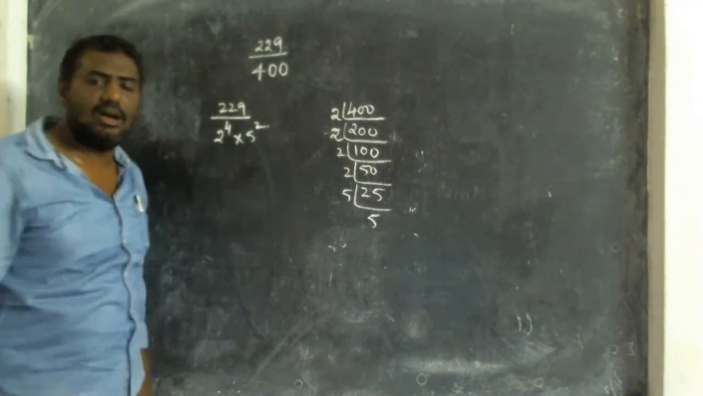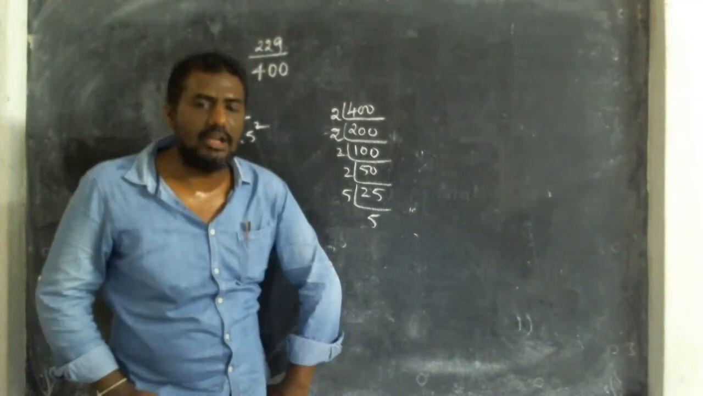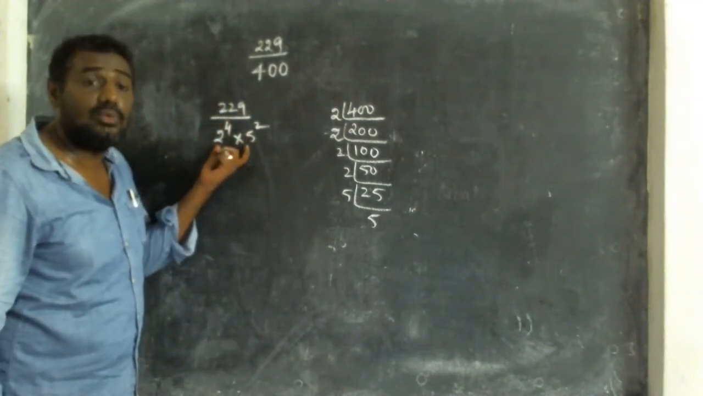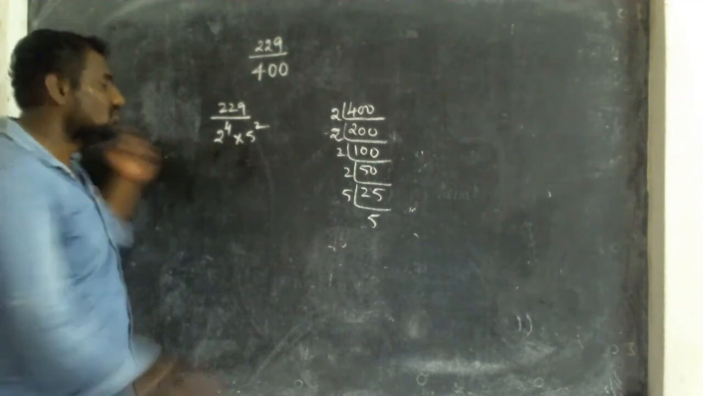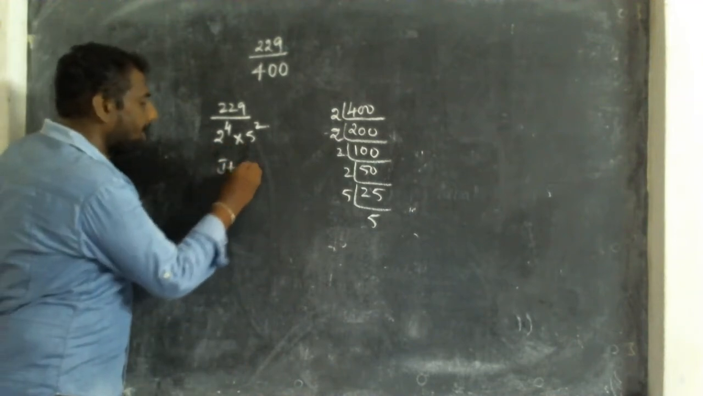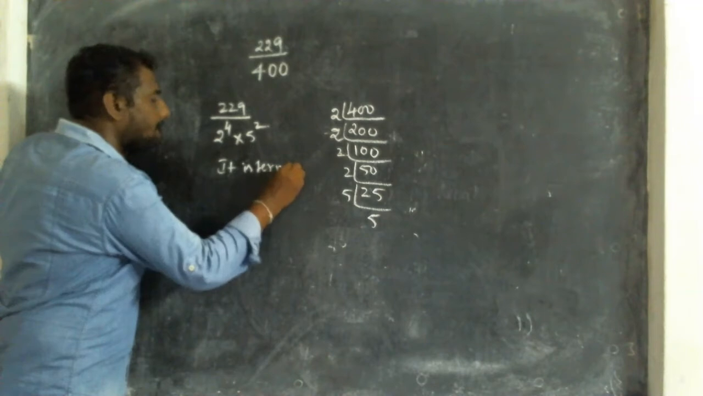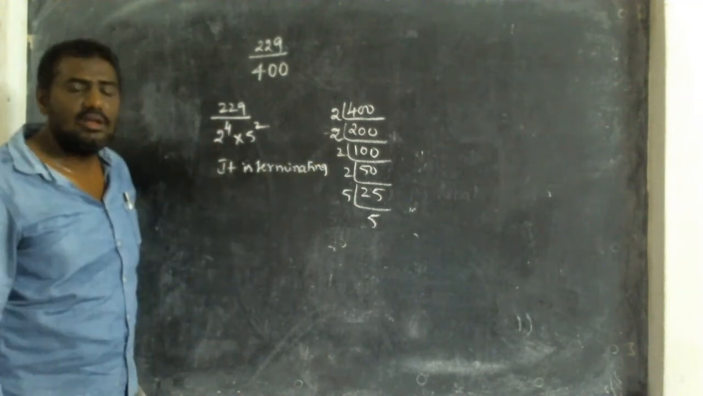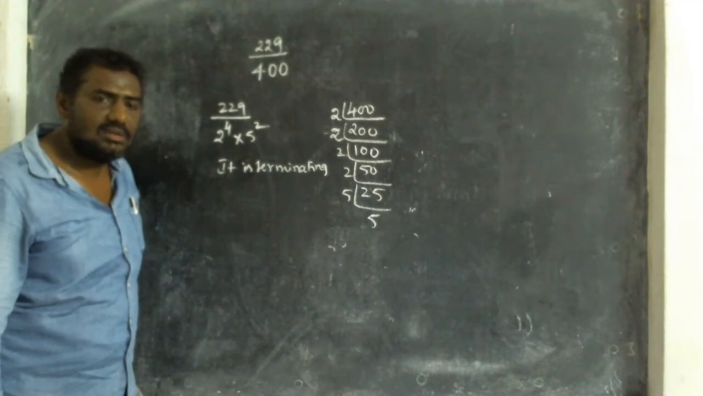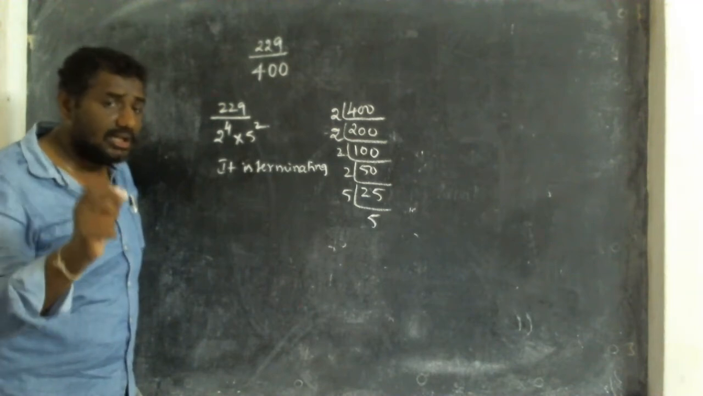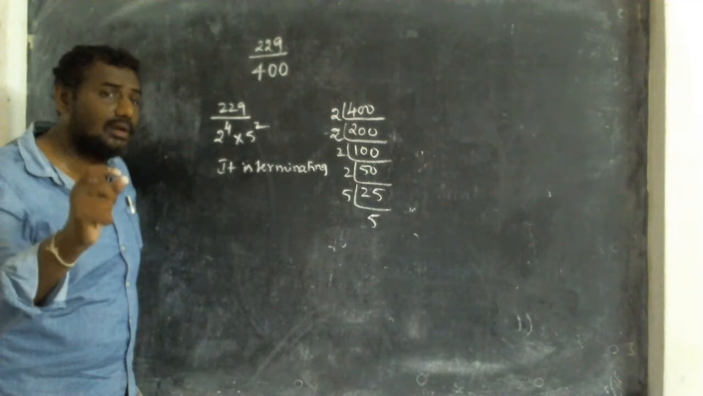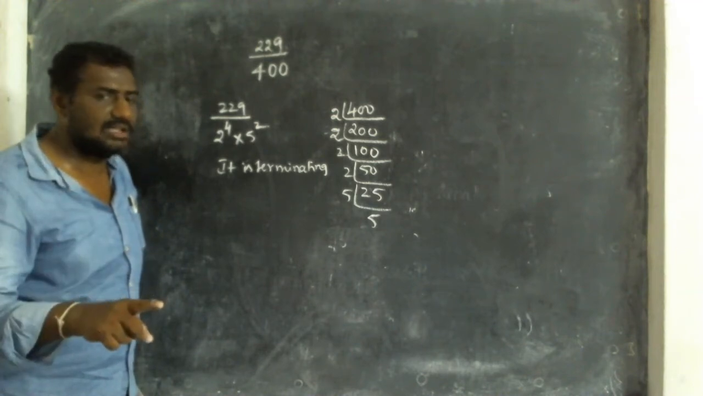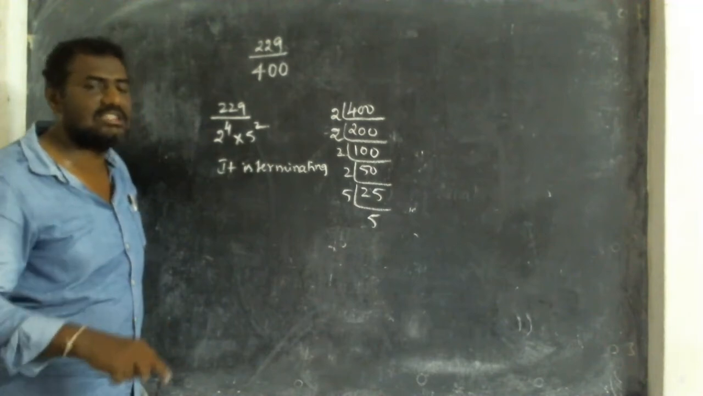Now is it terminating or non-terminating? It is terminating because the denominator is in the form of 2 power m and 5 power n. So you write it is terminating. How can I say it is terminating? Only one thing, children: the denominator is in the form of 2 power m and 5 power n. If only 2 power is there, we can say it is terminating. If only 5 power is there, terminating. Here both are there, so it is terminating.